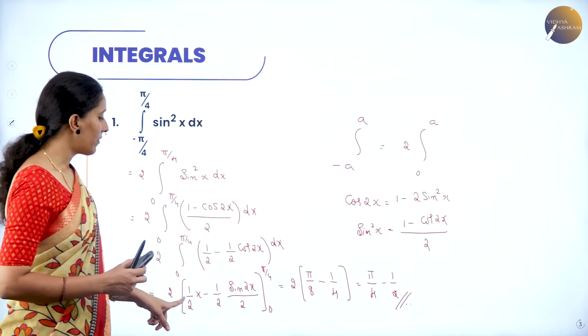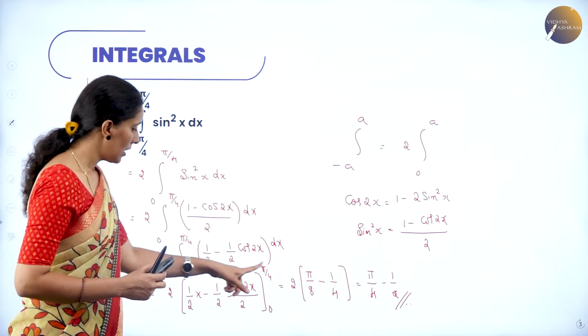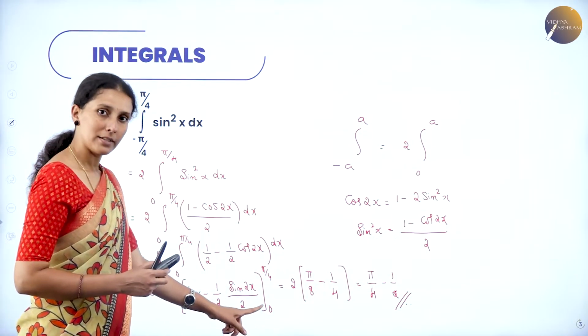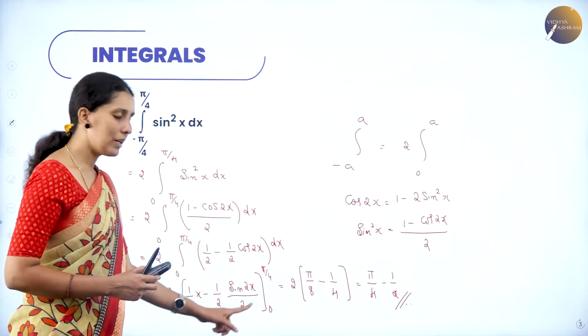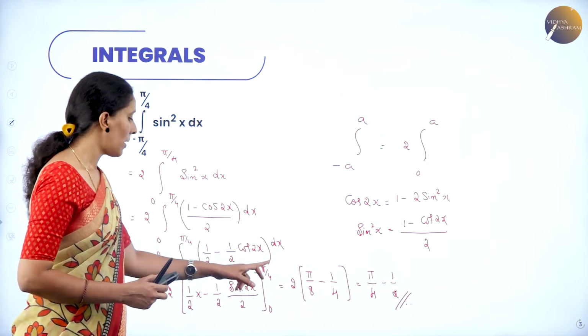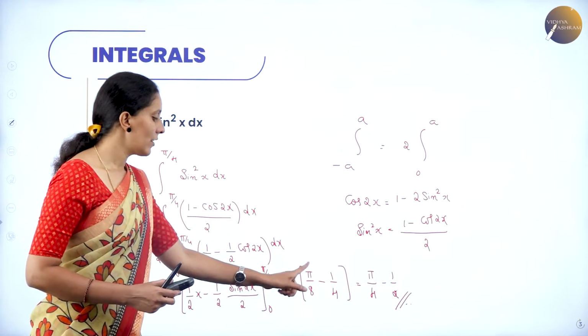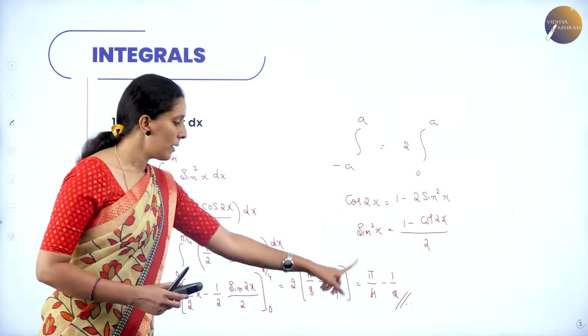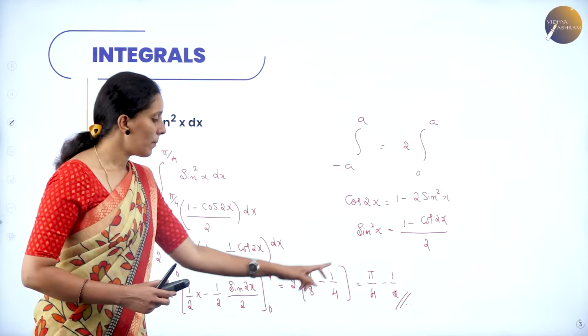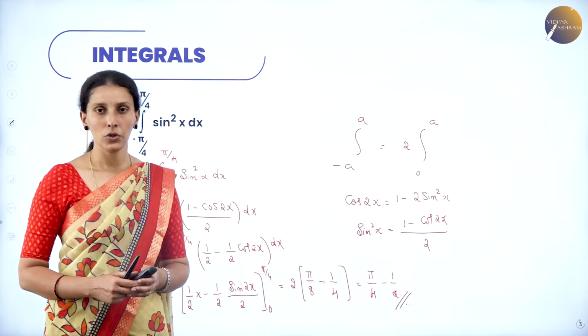So then after getting the value of the integral, upper limit minus lower limit. Since the lower limit is completely 0, no need to write it. Just put the upper limit, f of b, and you will get the result. Since you have 2 outside, multiply it inside, it will become pi by 4 minus 1 by 2.